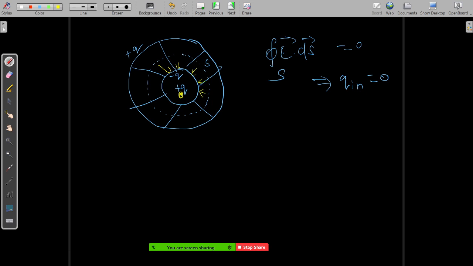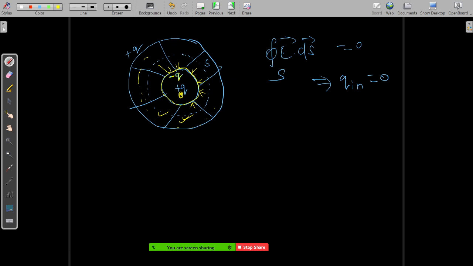The total internal charge should be equal to zero through this Gaussian surface. Any Gaussian surface you take inside the metal, you have to see that there is no electric field inside the metal conductor, so the total flux is zero. That means the total internal charge is going to be zero. So we are left with only this surface to put a negative charge here, so that the total charge inside the conductor becomes zero.